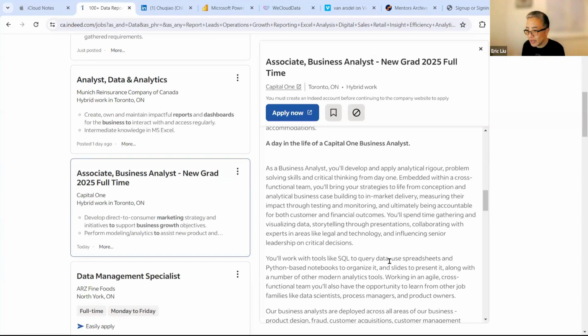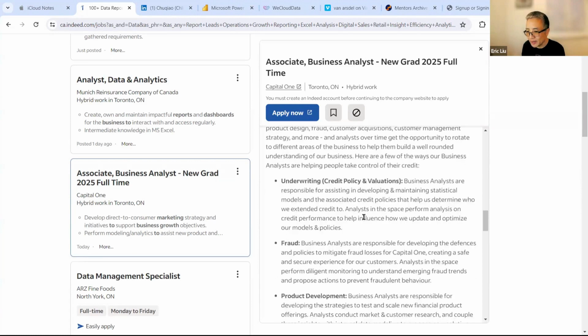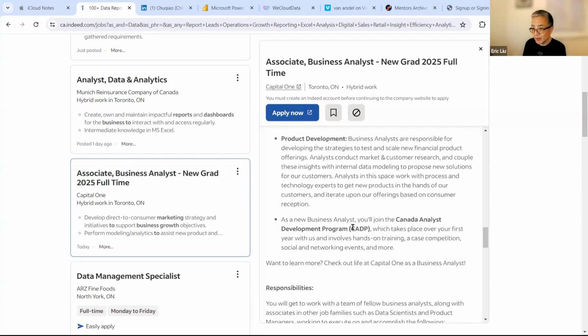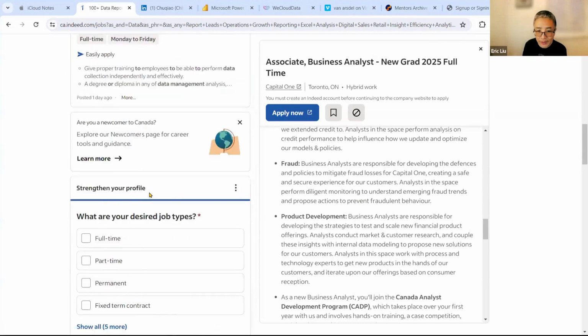So I'll look at this. SQL to create data. And so this is a domain language. So underwriting, fraud, product development. And one of our projects will touch upon retail lending and specifically credit card. So that use case or that project will help you to get the context. Okay, keep going.